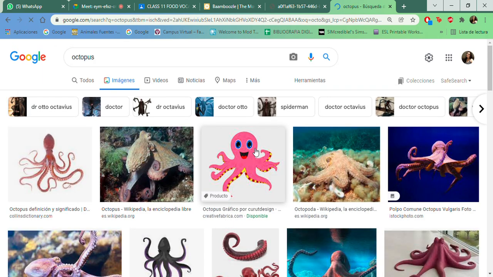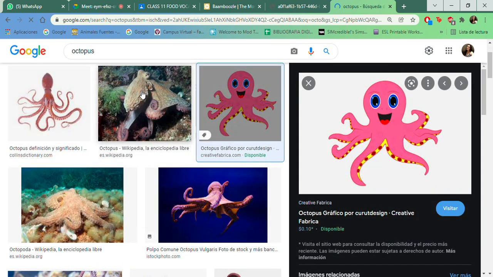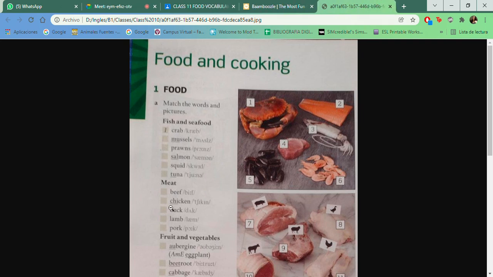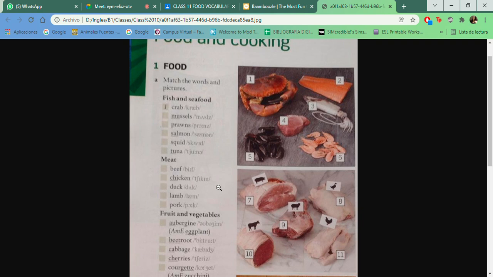It's an octopus. So you have that. Great. So this is seafood. Good. Excellent. Let's talk about meat.